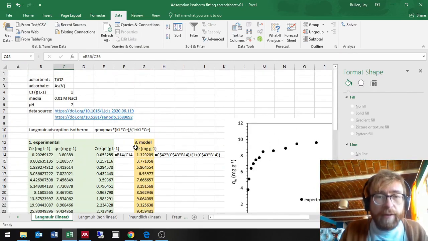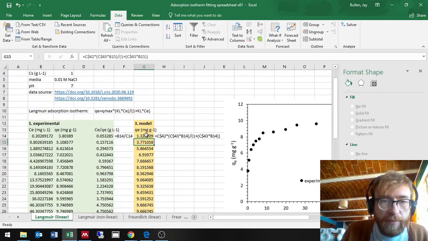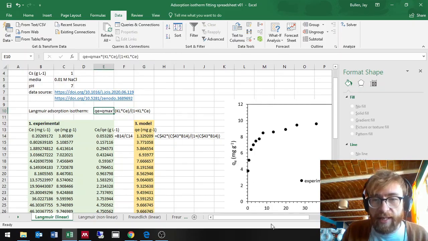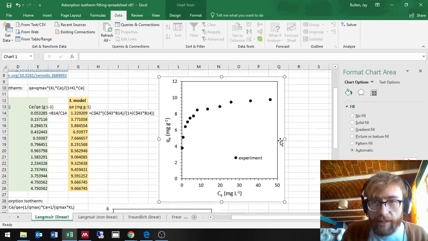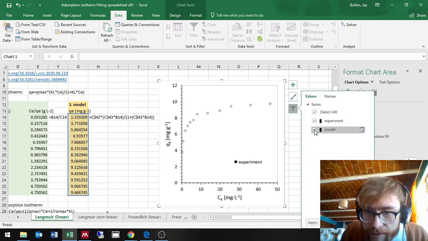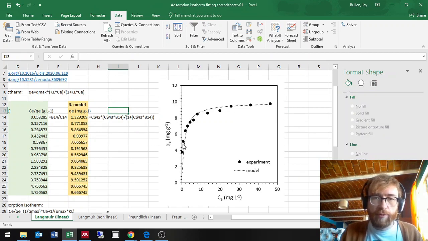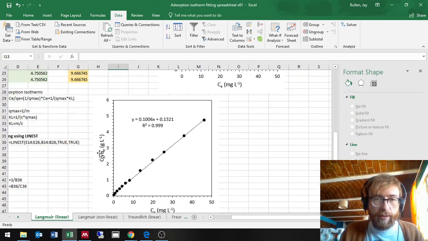So we can go and model it as well. Okay, so here in this modeling column, we simply have this expression, which is the Langmuir adsorption isotherm, and we're putting in the KL values, the Qmax values, and CE. And we can see what it looks like on this graph here. So let's add the model. And you can see that this is the output we get when we determine our adsorption isotherm parameters using the linearized Langmuir adsorption isotherm equation.